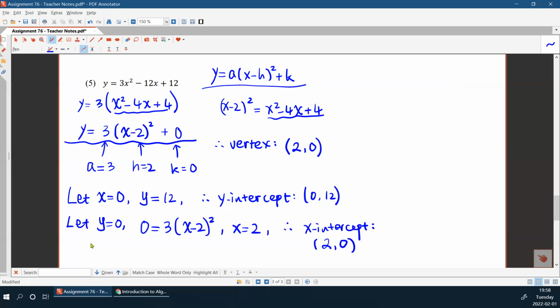Last, step 4 is to check the value of a. a is 3. Apparently, this is greater than 0. When a is greater than 0, the quadratic function will have a form like this. Opens up, right? Okay, so now we can sketch the graph of this function.